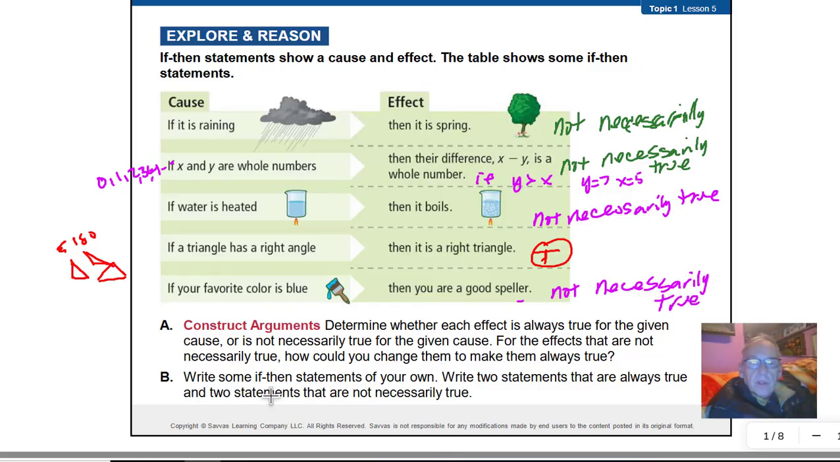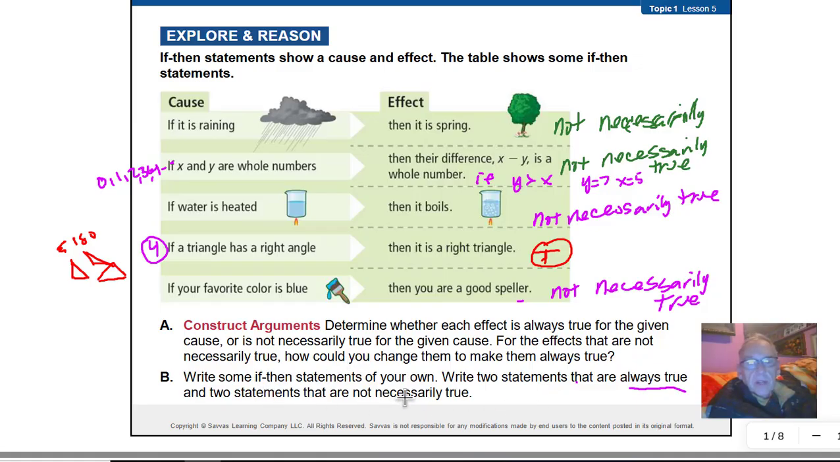Okay, for the second part of this, write some if-then statements of your own. Write 2 statements that are always true. Now, always true, like this number 4 here is actually a pretty good definition for a right triangle. We're going to see that definitions are good starting places for writing true if-then statements. You just have to put them in if-then form.